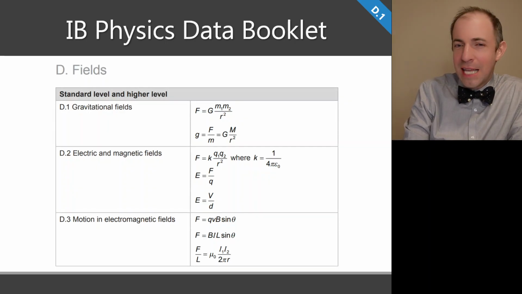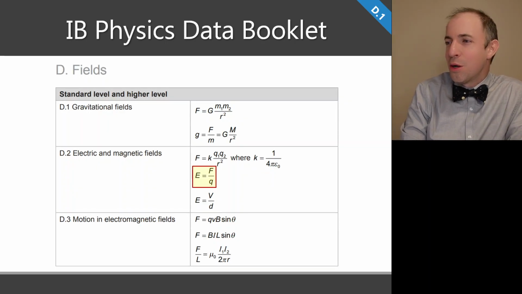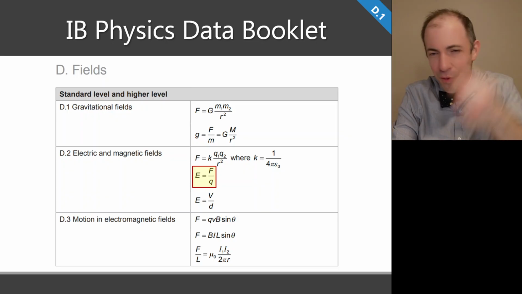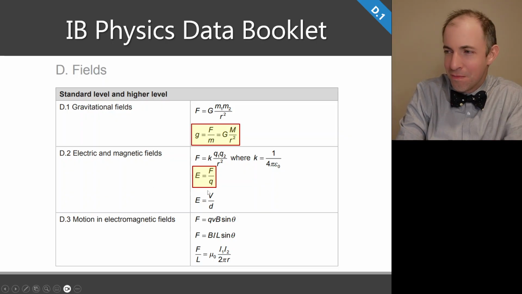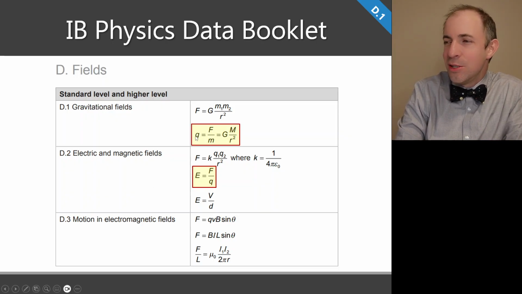These symbols have some equations that are in the data booklet. You can find E showing up as F over Q. You can also see another equation for E that we'll look at later. And then g has a couple different equations, F over m and big G times M over r squared.